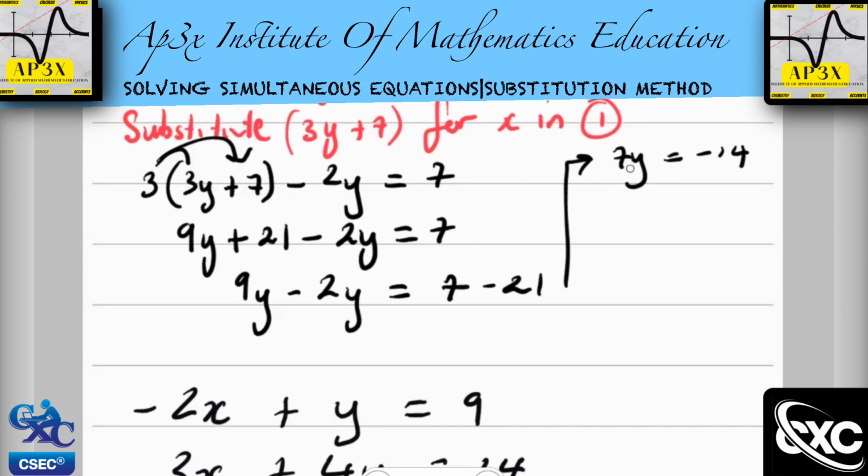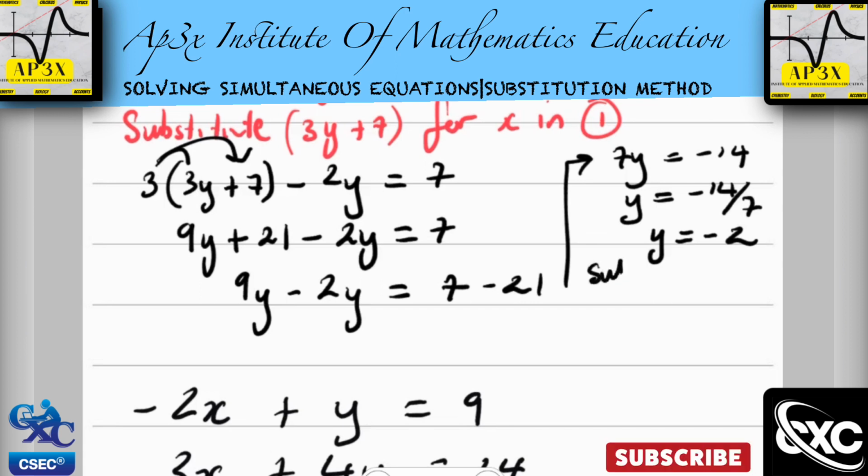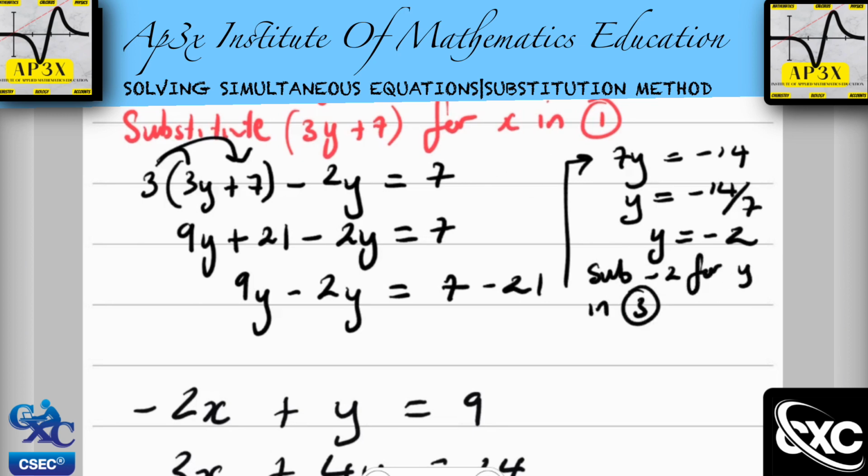So if I split the product by dividing both sides by 7, I'll end up with y is equal to negative 14 divided by 7. It so happens that y is equal to negative 2. Now I can quickly sub negative 2 for y in equation 3. Always equation 3.